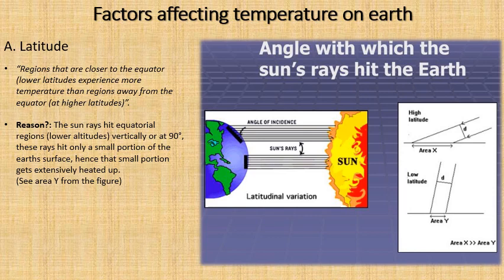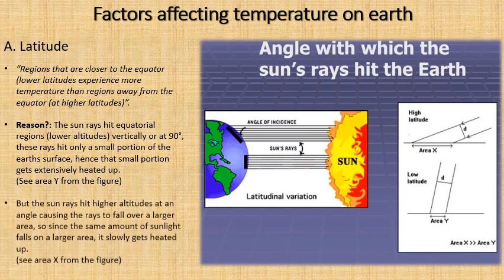See area Y in the figure. If you see area Y in lower latitudes, because the sun rays are almost vertical, only a small area gets heated up. So the same amount of sun rays which is falling at a large area at higher latitudes is falling at a small area in lower latitudes, and it gets heated up very fast.